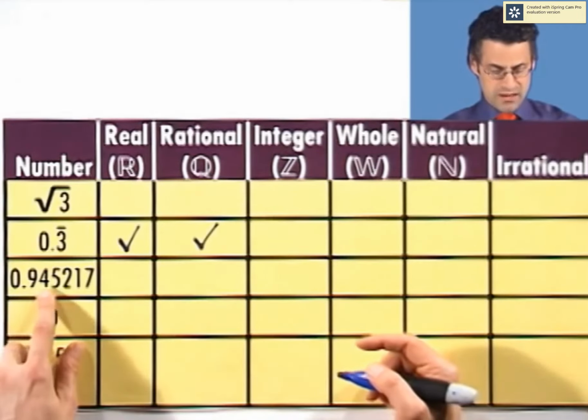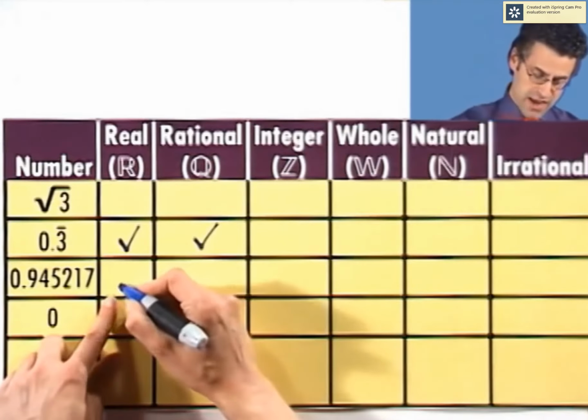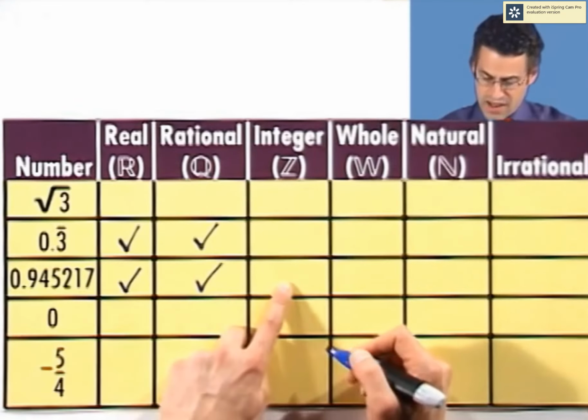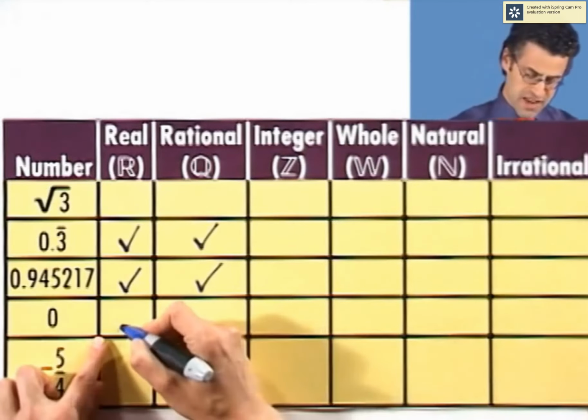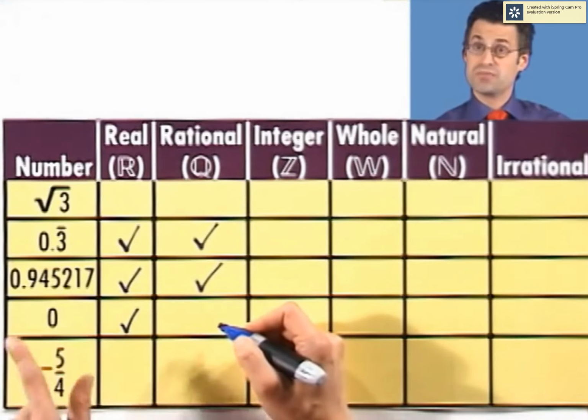What about 0.945? Well, that decimal expansion terminates. It's a real number, and since the decimal expansion terminates, it's a rational number, not an integer, whole number, natural number, or irrational. 0. 0 is a real number. It's a rational number because I can write it as 0 divided by 1.